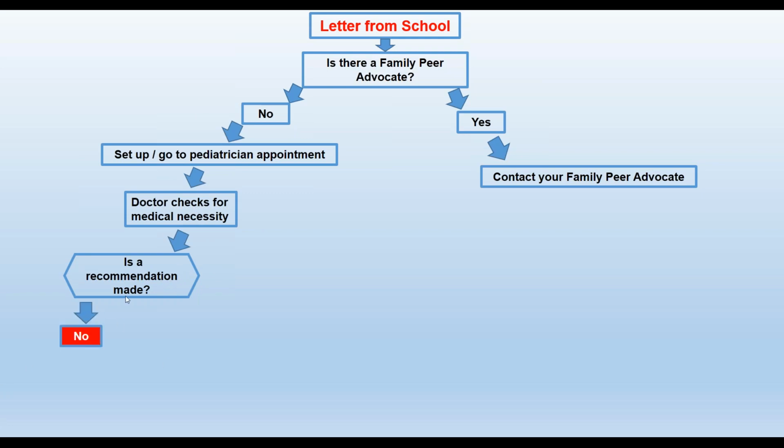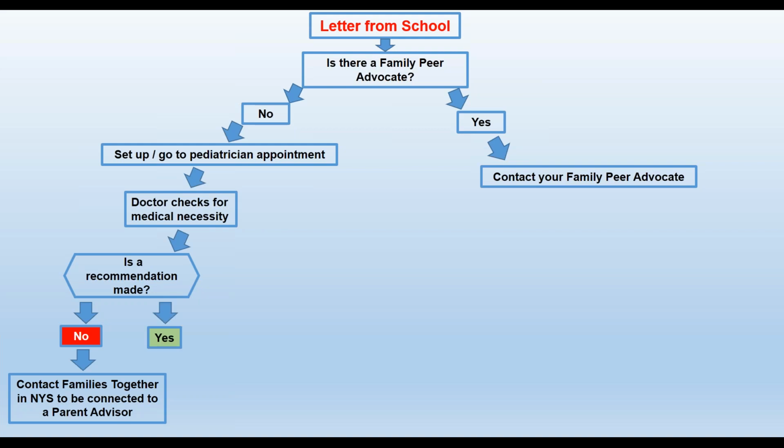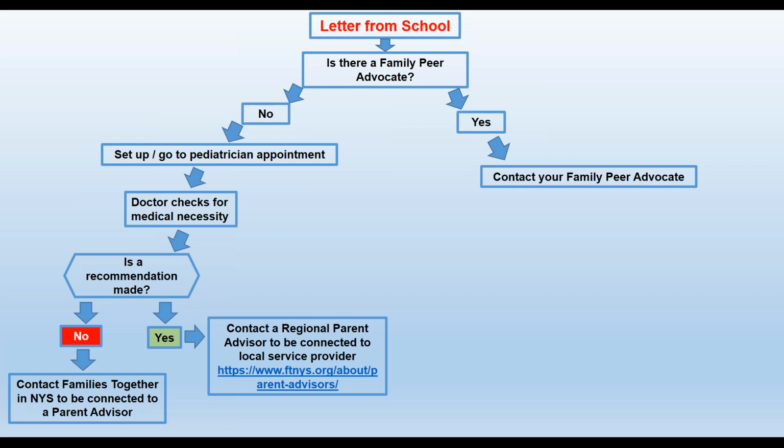And if that recommendation is not made, then we would suggest if you're experiencing some challenges, you can still always contact Families Together in New York State to be connected to a regional parent advisor for more support. But if the recommendation is made, you can go directly to a regional parent advisor to be connected to support and shown where there might be some service providers within your community.